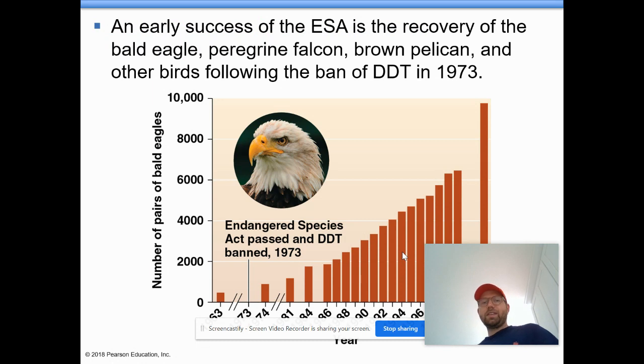A classic success case for the ESA, the Endangered Species Act, is the bald eagle. In 1973, when DDT was first banned, it was really ravaging top predators and keystone species like this. It was biomagnifying in these organisms at the top of the food chains, and as a result, populations of bald eagles were going way down, into the hundreds. Now they're coming back and we have well over 10,000 in 2019. Those are the latest numbers.